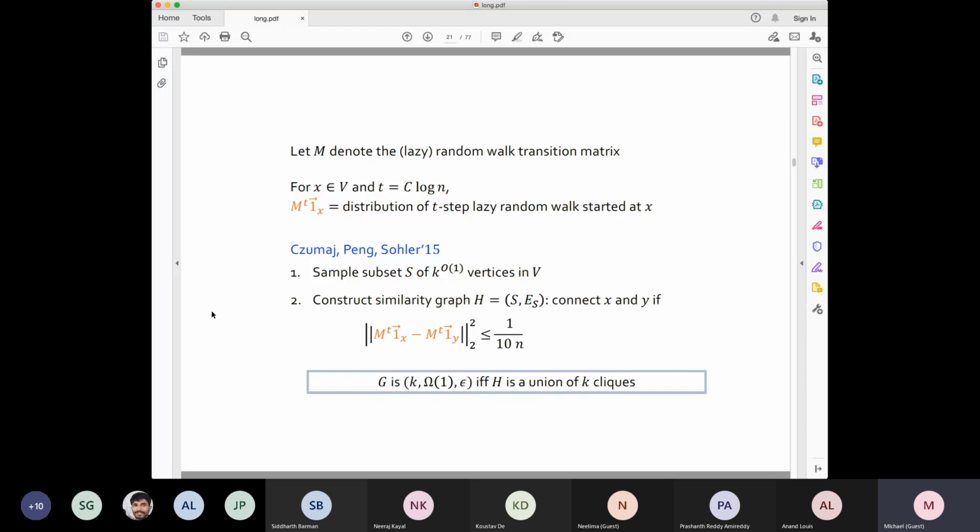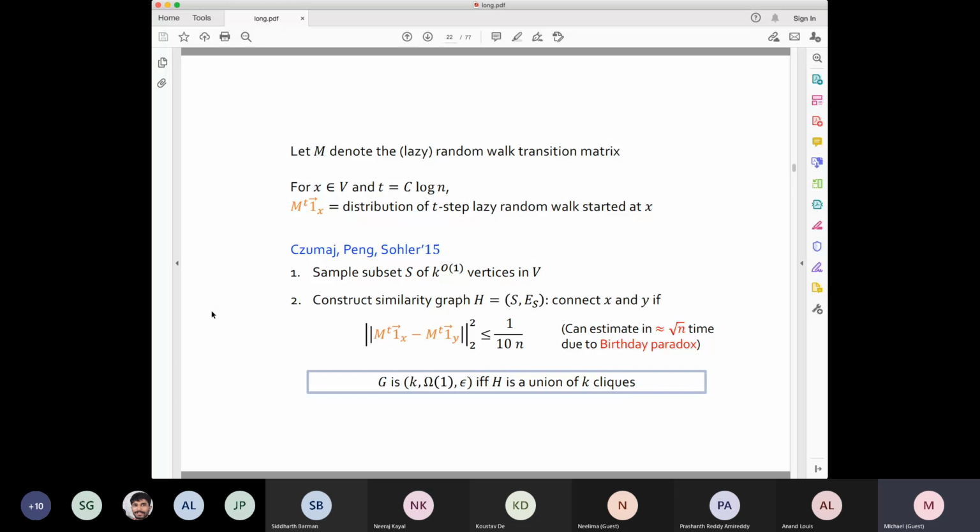And then they say that graph G is k-clusterable if and only if this meta graph that we create on the sampled vertices is a union of k-cliques. Okay, good. So this is a very nice approach. And indeed, this gives a sublinear time algorithm.